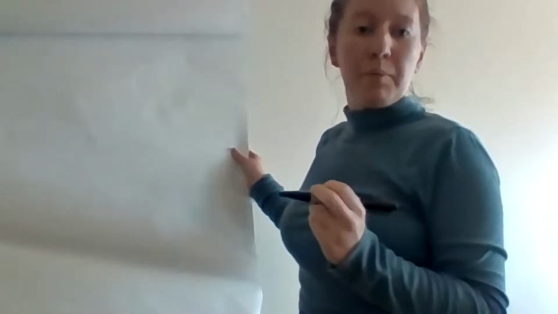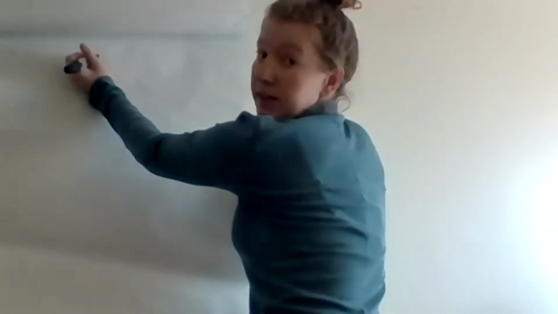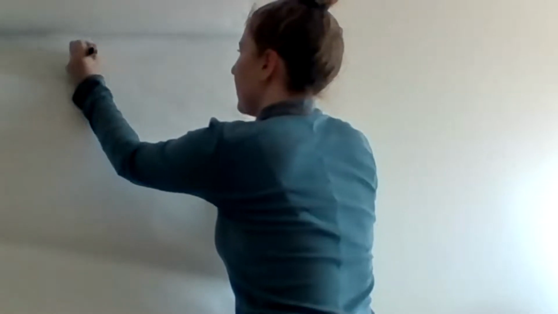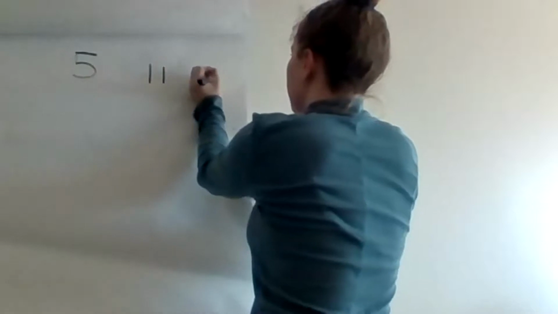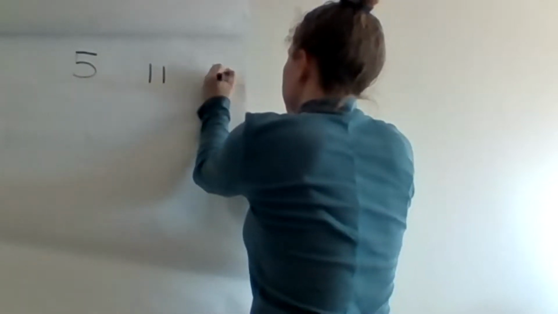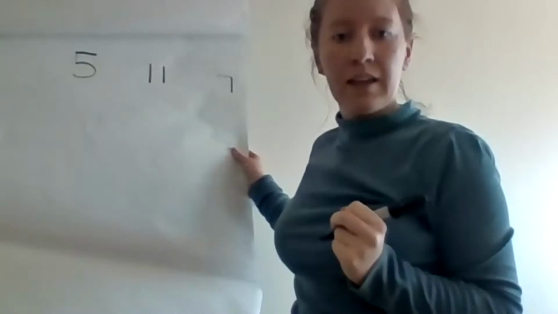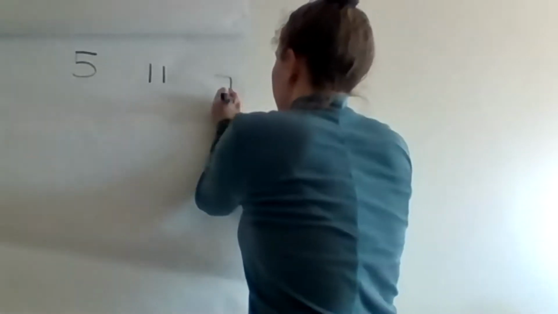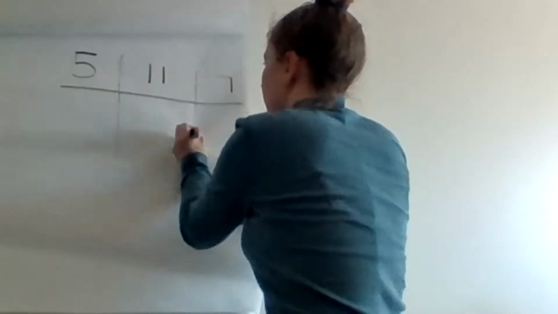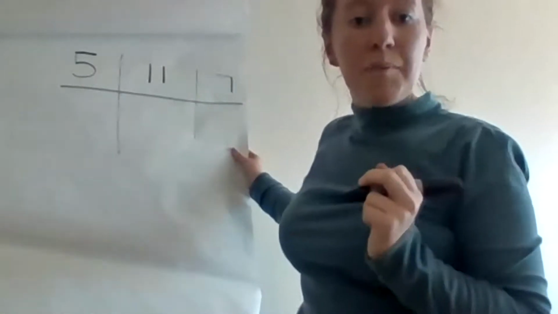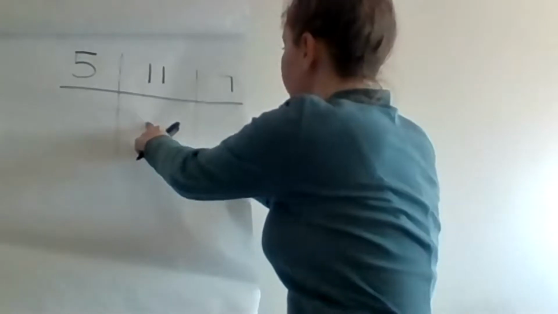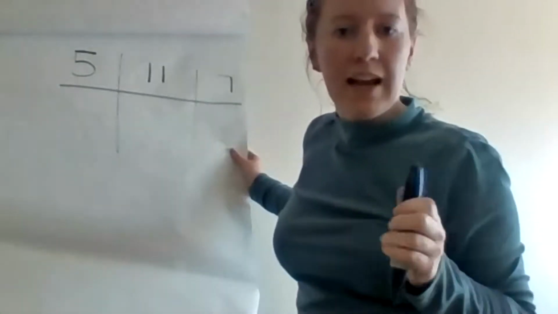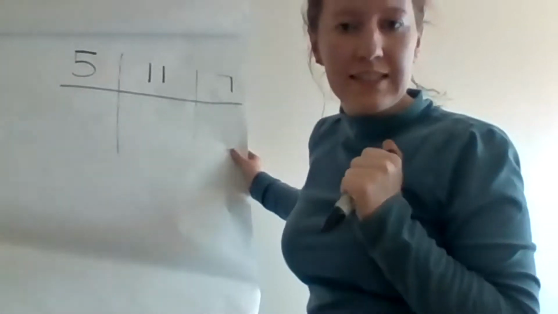At the top of your whiteboard, will you write the numbers 5, 11, and 7. Now, under each one of these numbers, please write the number of tally marks that are needed for 5, 11, and 7. Show me tally marks for 5, 11, and 7. Go.